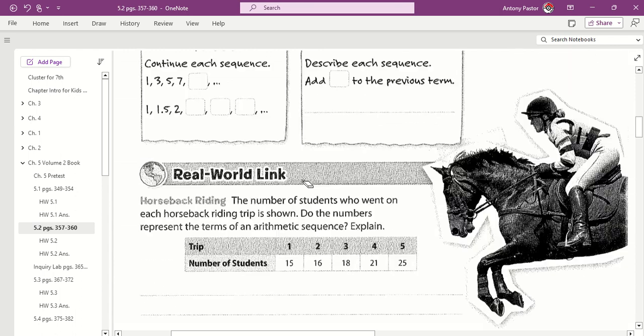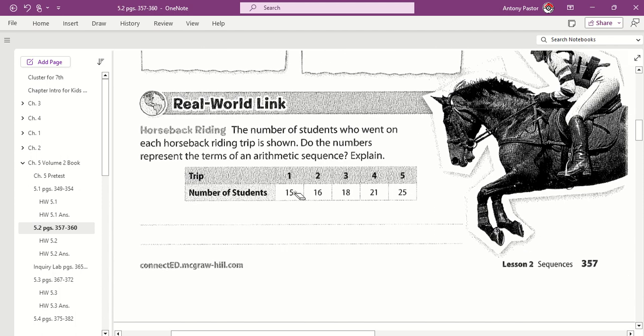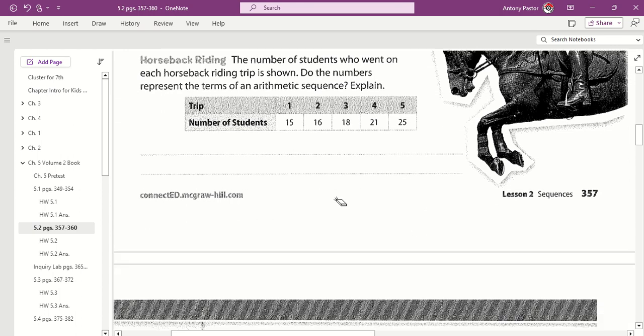Again, an arithmetic sequence is each term is found by adding the same number to the previous term. In order to get from 15 to 16, we add 1. From 16 to 18, if I add 1, it's not going to work. 16 would go to 17. Therefore, this is not an arithmetic sequence. This is just known as a regular sequence.